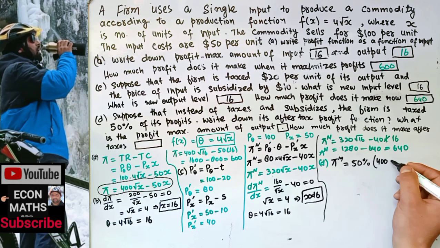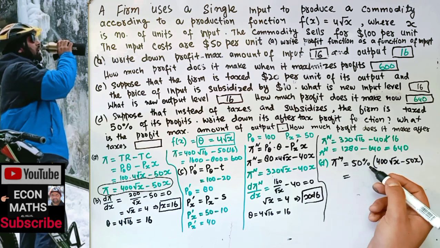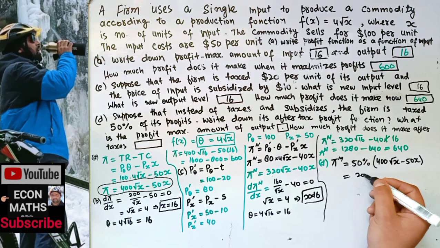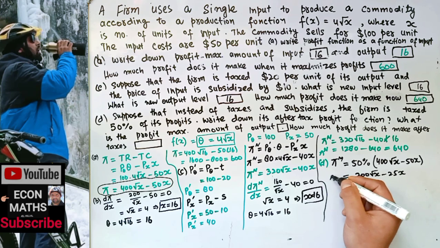That is 400 under root x minus 50x. So this is simply 0.5 times it. 0.5 into 400 is 200 under root x minus 25x. This will be our new profit function after profits are being taxed by 50%.